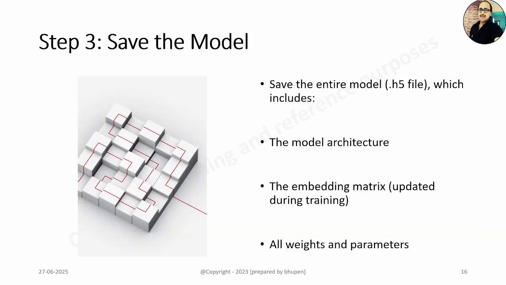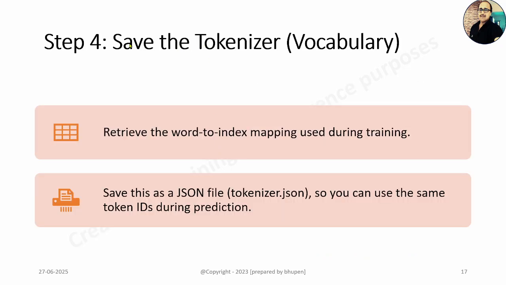Next, after the training, we need to save the model. The only difference here is that as part of saving the model, you not only save the architecture, you also save the embedding matrix along with the weights and parameters. That's the additional part here. Along with saving the model, you should also save the tokenizer that you use to split the input data. The same tokenizer needs to be used for prediction as well. So this also needs to be saved as part of your artifact.